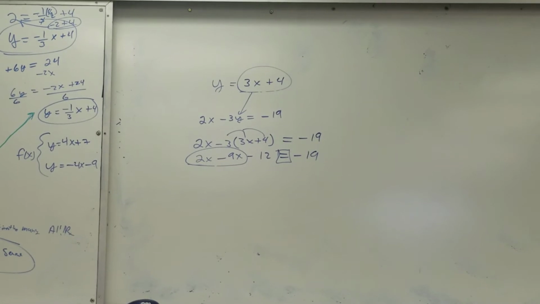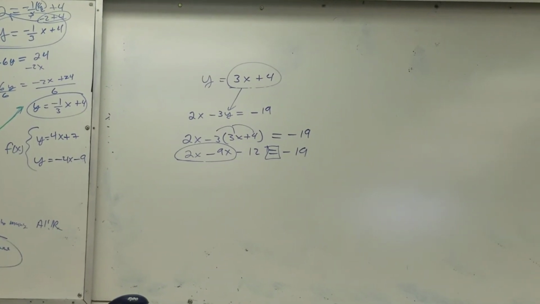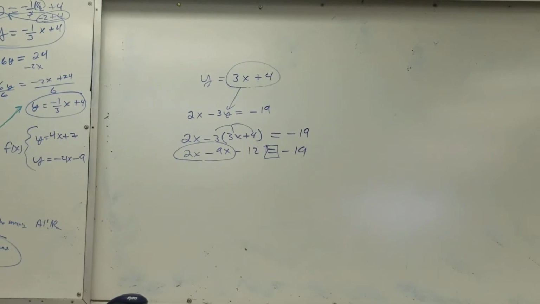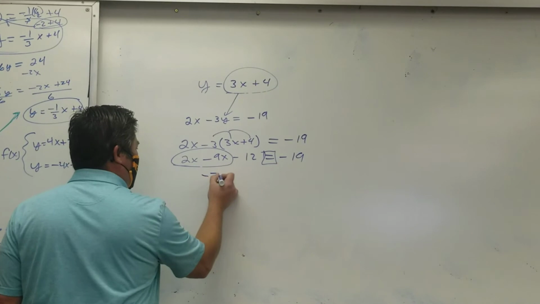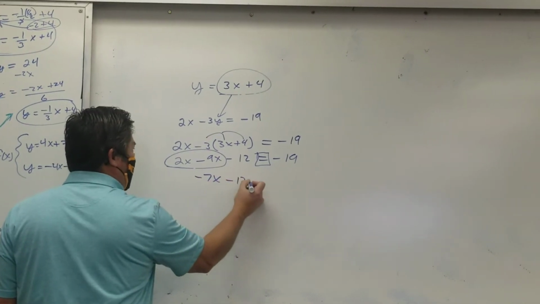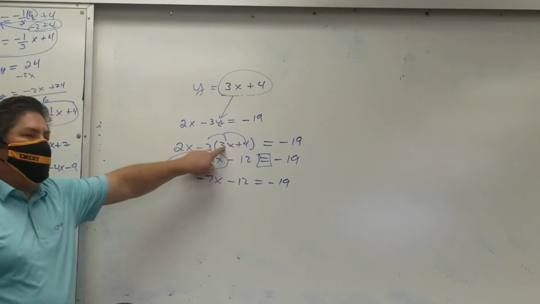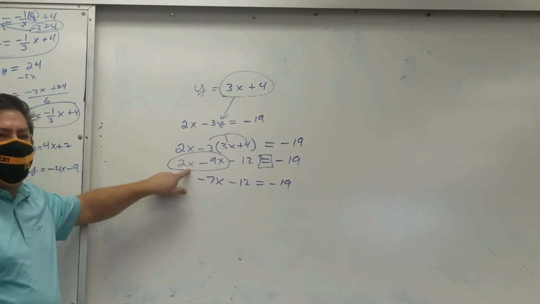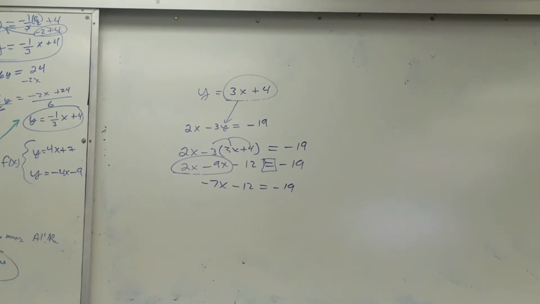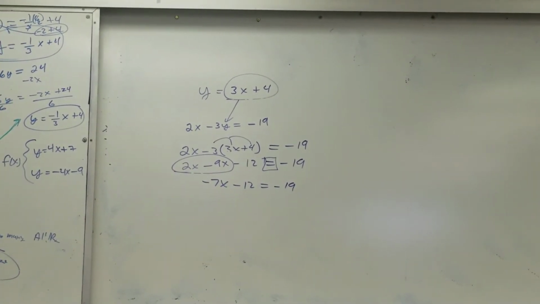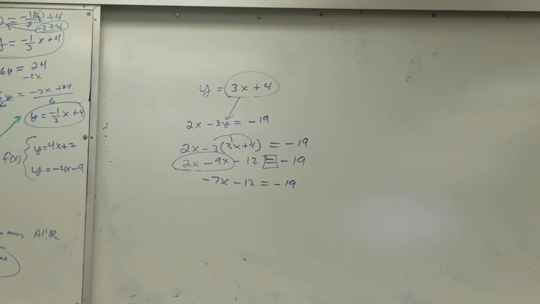So, Nick, what will I get when I take 2x minus 9x? What's 2 minus 9? -7. -7x. Okay, so that's going to be -7x. Minus 12, that didn't go anywhere, equals -19. Now that you've distributed and combined your like terms, what's the next goal? By the way, those are kind of keys. Distribute, collect like terms. Every time you do this substitution method, you're going to distribute. You might want to write this in your notes.